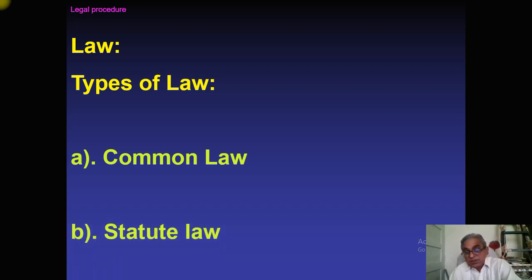Statute law. Statute law is a written law. It is made by the group of people who have been given the authority to make the law, such as the National Assembly and Senate in Pakistan. They are authorized to frame the laws. So statute laws are the written laws.